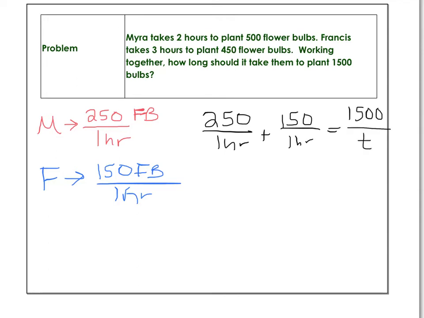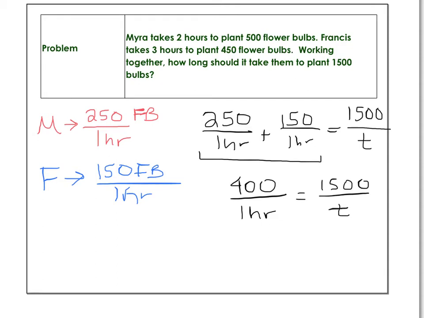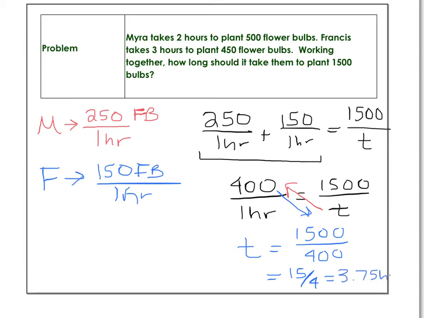So we don't know what our variable t is. On the left-hand side, they have a common denominator, so we can do 400 over 1 hour equals 1,500 over t. Now we're going to cross multiply both sides by t essentially, and then we're going to divide by 400. So t is going to be equal to 1,500 divided by 400, which is going to be approximately 15/4, or you can say 3.75 hours. Okay?